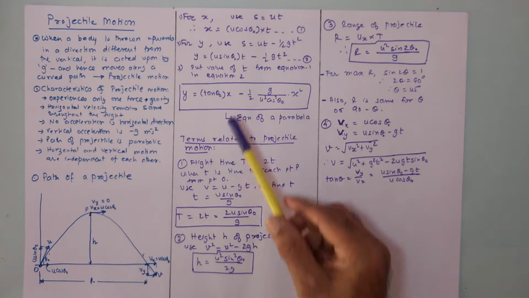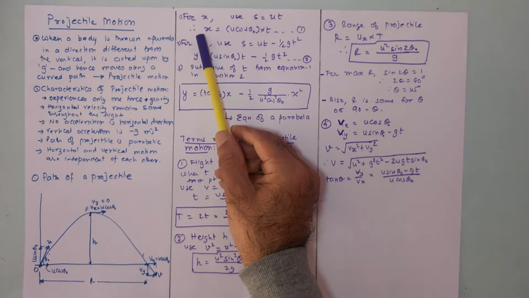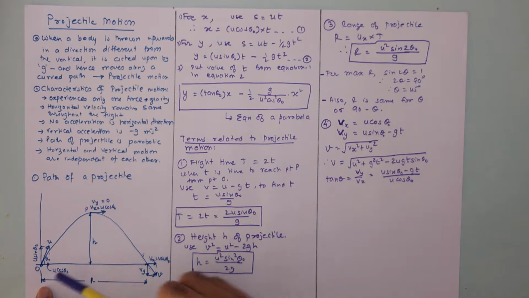How do we get an equation? Follow these three steps. We want the equation of motion in terms of y and x, the motion along the y-axis and the motion along the x-axis, because the object is moving along the y-axis as well as the x-axis. So what is the relationship we get? This is the relationship we get. How did we get this?